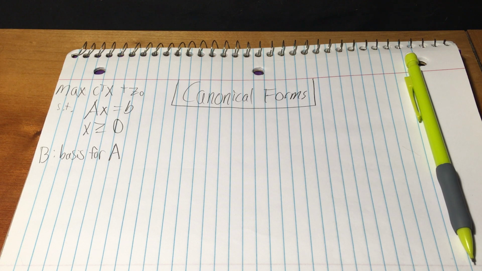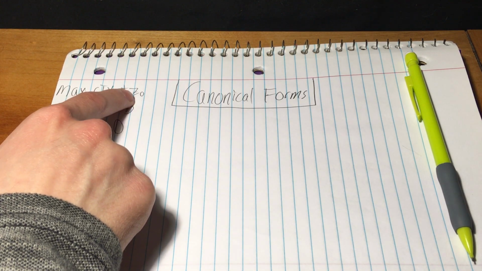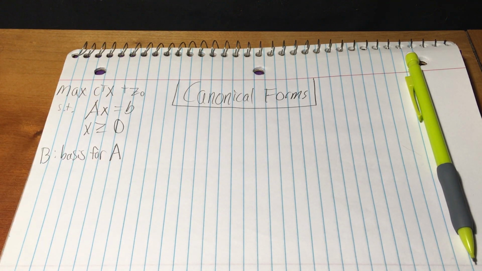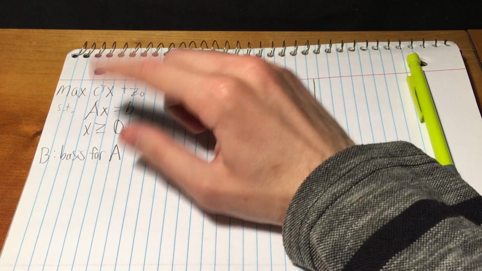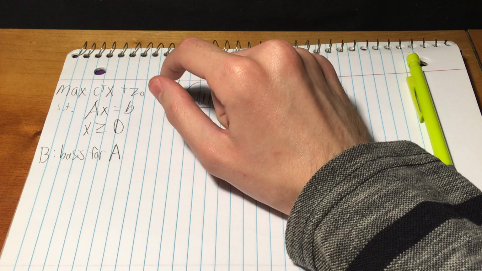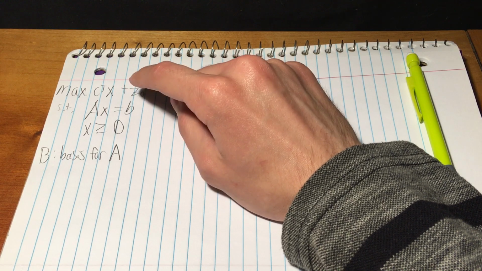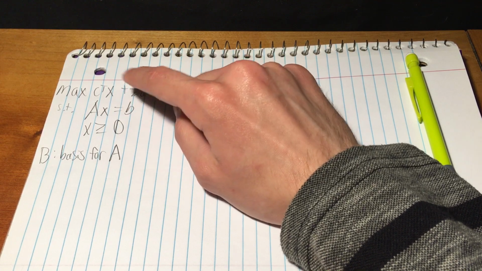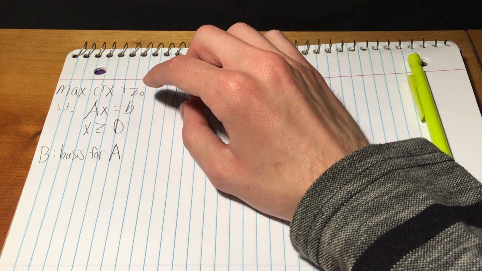And by better, I mean we're going to be able to make this objective function C transpose X plus Z naught even greater by changing X. Okay, so this is where we start off with our linear program in standard equality format and our basis. But you'll notice that we have this constant Z naught that I usually don't include. It doesn't actually make a difference whether we have this constant added on to the objective function or not, because the solutions X that maximize C transpose X are also going to be the same solutions that maximize C transpose X plus Z naught, since we're just shifting by a constant amount.